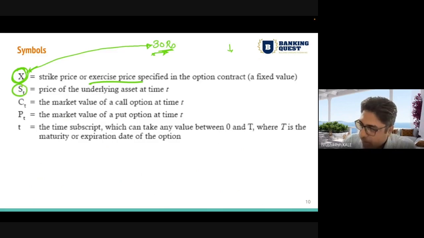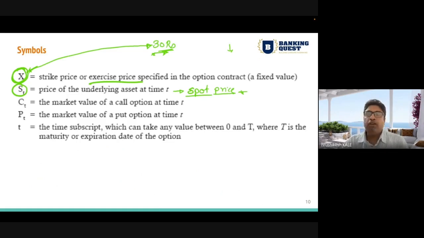ST is spot price. What is spot price? The price of that commodity or of that asset at that particular time when we are trying to find out. So today's price basically.